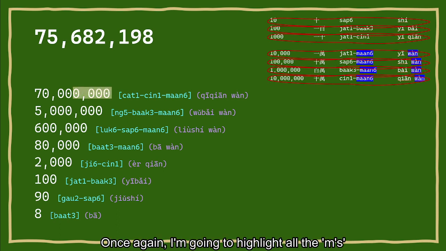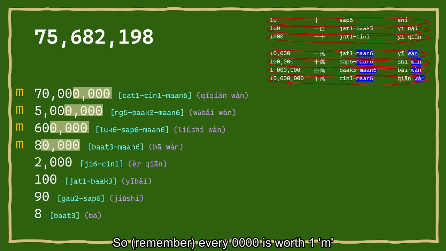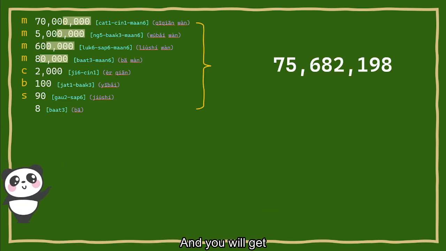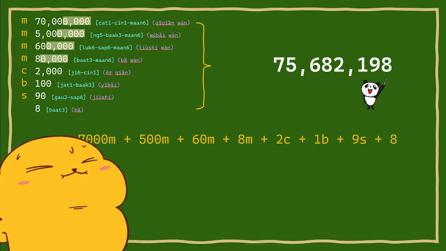So once again, I'm just going to highlight all the M's. Another M, another M, another M. Okay, so every 4 zeros is worth 1 M. And then C, B, S. And then you do the same thing where you combine everything and you will get this, which is 7,000M plus 500M plus 60M plus 8M plus 2C plus 1B plus 9S plus 8.